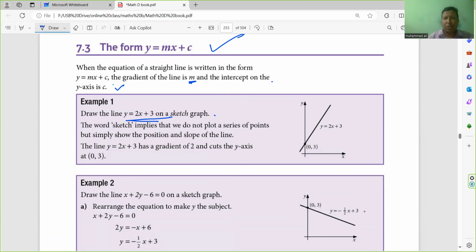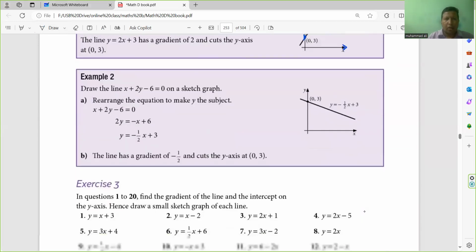So at first we have to identify, for y equals 2x plus 3, what the gradient is. Here m equals 2, and the y-intercept point is (0, 3). That means on the y-axis it passes through the point (0, 3). So this is the x-axis, that one is the y-axis. On the y-axis it passes through (0, 3). As the gradient is positive, the line goes from left to right, toward the upper side. So this is the sketch.